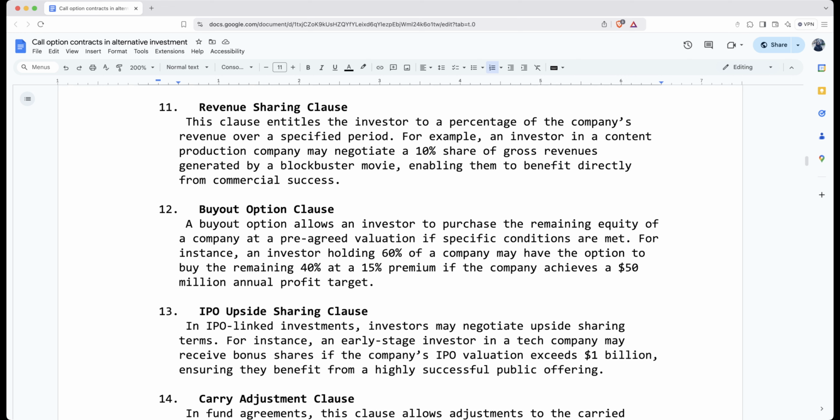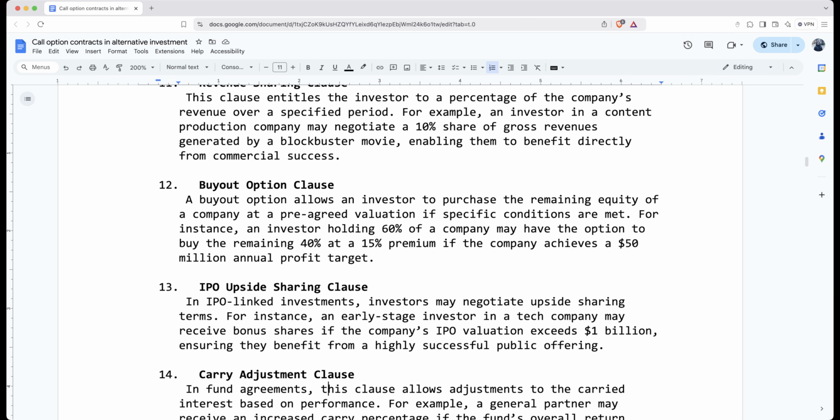12. Buyout option clauses. A buyout option allows investors to purchase the remaining equity of the company at a pre-agreed valuation if specific conditions are met. So if things go well, if it turns out to be a very good project, I'll buy out the project. For instance, an investor holding 60% of the company may have the option to buy out the remaining 40% at a 15% premium if the company achieves a 50 million annual profit target.